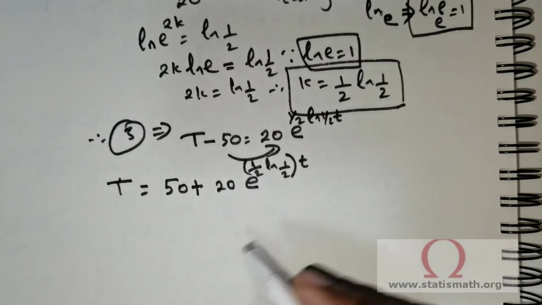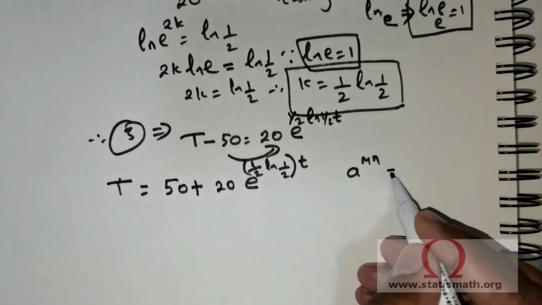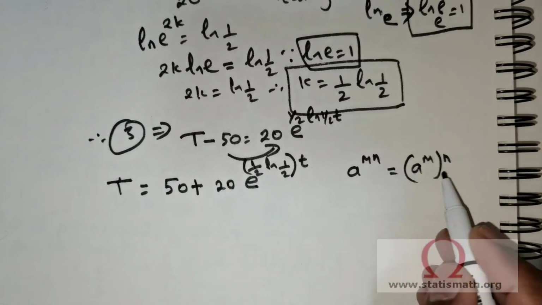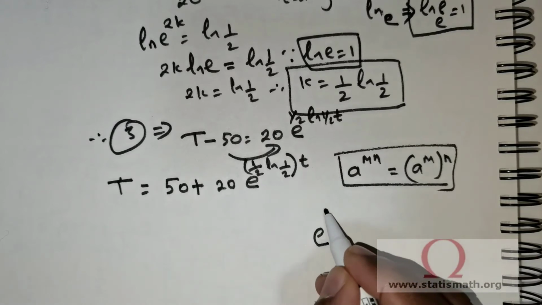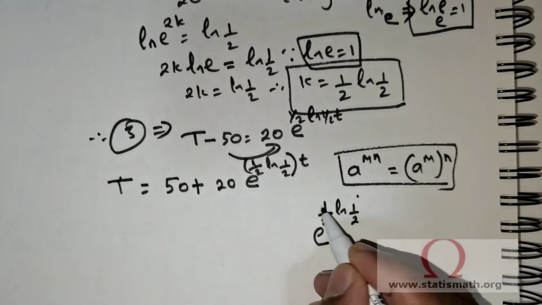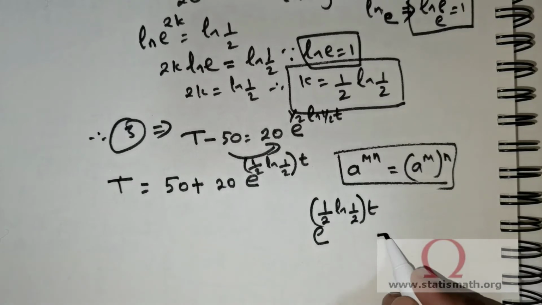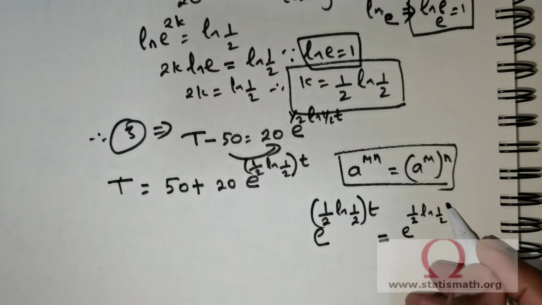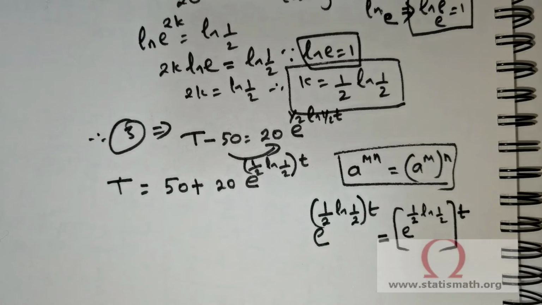Now, I have already told you in the previous class, if you have something like this, a raised to the power mn, I can rewrite this as a raised to the power m, raised to the power n. Okay, have that in mind. I can use this concept. So now I've got e raised to the power 1 over 2 times ln 1 over 2, okay, times t. This is all what I've got. So what I'm going to do is rewrite this as e raised to the power 1 over 2 ln 1 over 2, and that is raised to the power t. I'm going to write it like this.